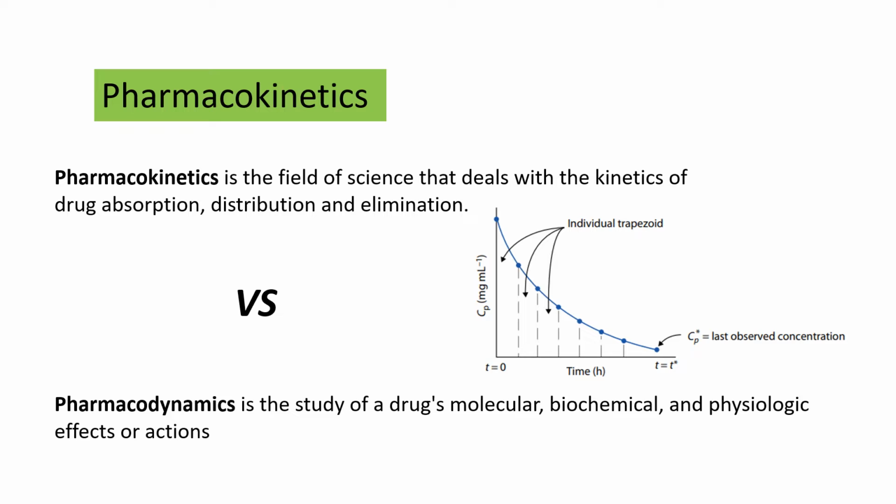Now, if you confuse pharmacokinetics and pharmacodynamics, let's try to understand what pharmacodynamics is. It is the study of a drug's molecular, biochemical, and physiological effects or actions. It deals with the consequences of the drug's actions, for example, the consequences that occur after the drug binds to the receptors. What are the actions? For example, if we give insulin to a patient, it will decrease the glucose level. So that is the pharmacodynamic action of insulin.